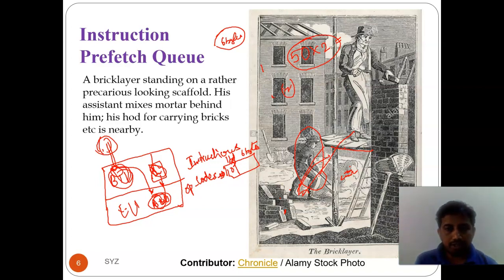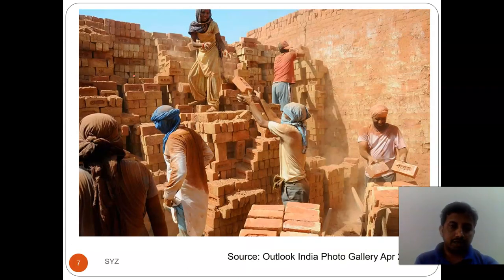The same thing happens in the microprocessor. Referring to the memory takes a larger time. So instead of referring to the memory, it directly goes to the instruction prefetch queue. So that is the same thing. Here also you can see one more example. There are some persons at the bottom, and there are some persons who are putting up the bricks. The same thing happens if they go down and take the bricks and put them up, it takes a lot of time. Instead of that, one more assistant is there who is throwing up the bricks at the top. They will be putting up the bricks in less time. This is the use of the instruction prefetch queue.